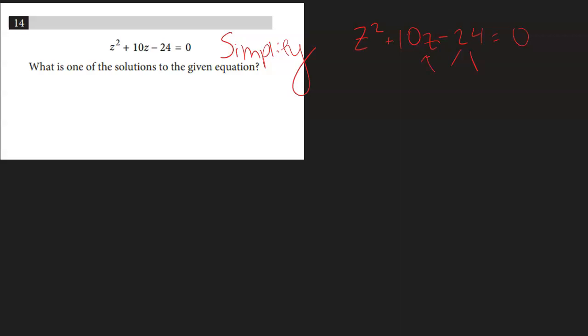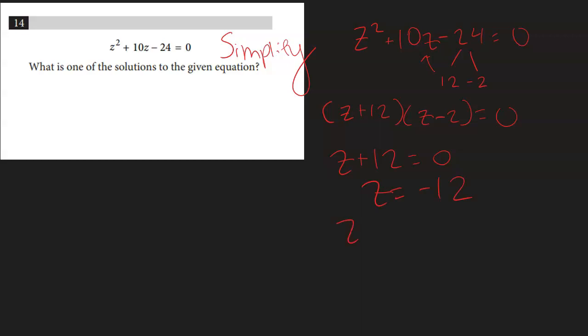The first thing that comes to mind is 12 and 2. That would have to be a positive 12 and a negative 2, because 12 plus negative 2 would equal positive 10, but multiplied together would be a negative 24. So that would be z plus 12 times z minus 2 equals 0. And to find one of the solutions, you set these equal to 0. So z plus 12 equals 0. You get z equals negative 12.